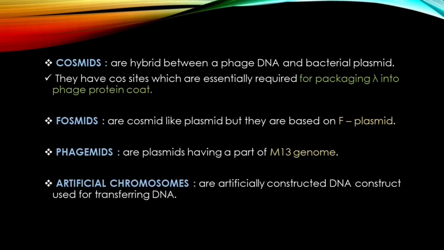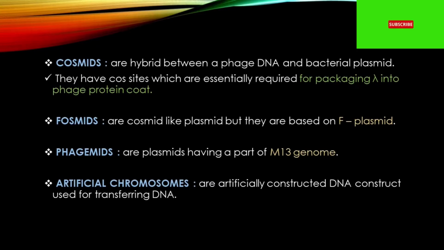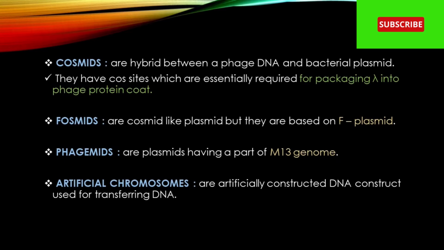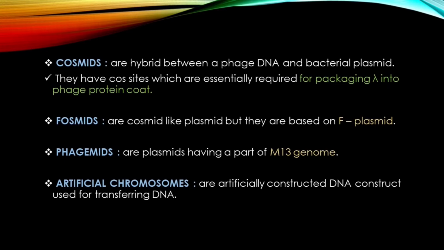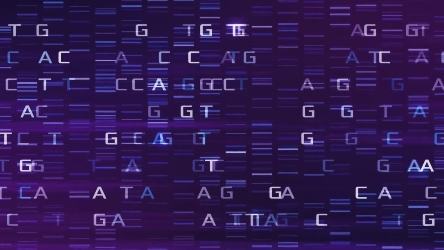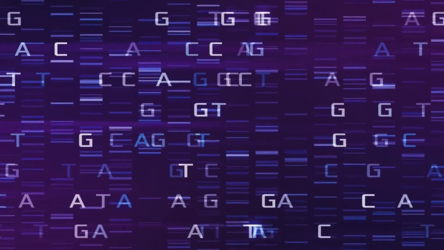And the term cosmids, what is it? It is the hybrid between a phage DNA and the bacterial plasmid, and they have the cos sites which are essentially required for packaging the lambda into the phage protein coat. And what are phasmids? Phasmids are cosmid-like plasmids, but they are based on the F plasmid, and the phagemids, what are they? Phagemids are plasmids having a part of the M13 genome. Then the artificial chromosome, what is it? Artificial chromosomes are artificially constructed DNA constructs used for transferring DNA.